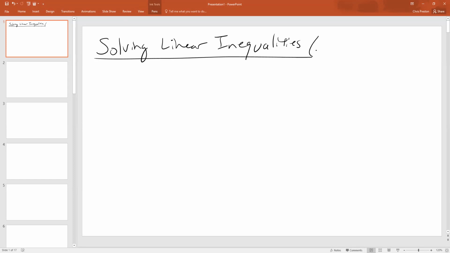So what are inequalities? Inequalities are less than, greater than, less than or equal to, or greater than or equal to. Those are our inequality expressions. And so before we get into solving them, let's talk a little bit about graphing inequalities. So if I wanted to graph all the numbers greater than 3, there's two ways I can graph it.